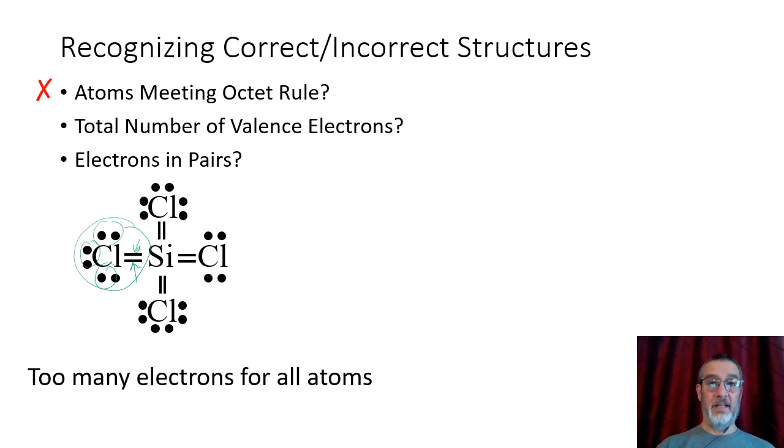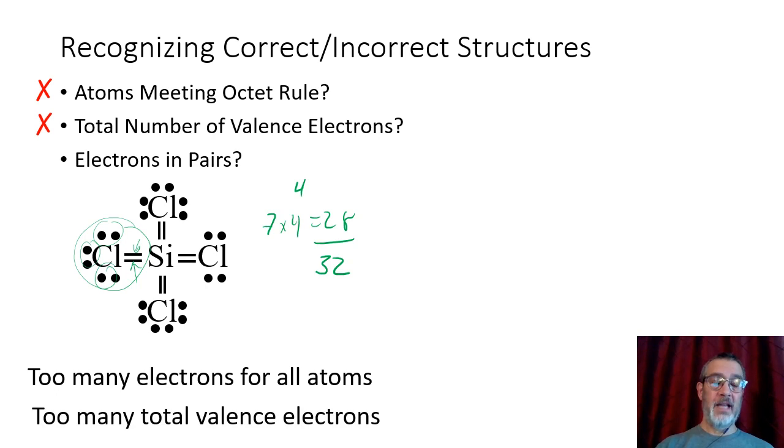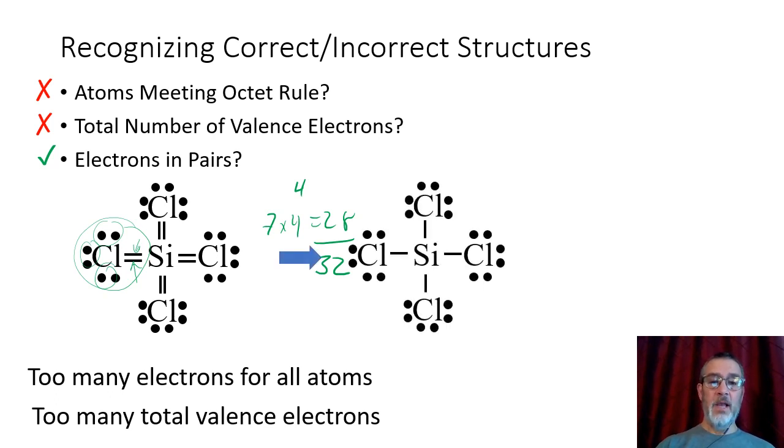What about the total number of valence electrons? Well, silicon is in group 14. It brings 4 valence electrons. And then each chlorine brings 7, so that's 7 times 4, that's going to be 28. So I've got 29, 30, 31, 32. I've got a total of 32 electrons that I should have. If I count them, I've got actually 40 electrons, so I do not have the right number of valence electrons. And then, are the electrons in pairs? Well, in this case, yes, indeed, they are. Now, if I were to draw the correct structure, it turns out that I only need single bonds between each silicon and the chlorines, and this would have the correct number of valence electrons, and each atom would meet the octet rule. So that would be a correct structure for silicon tetrachloride.